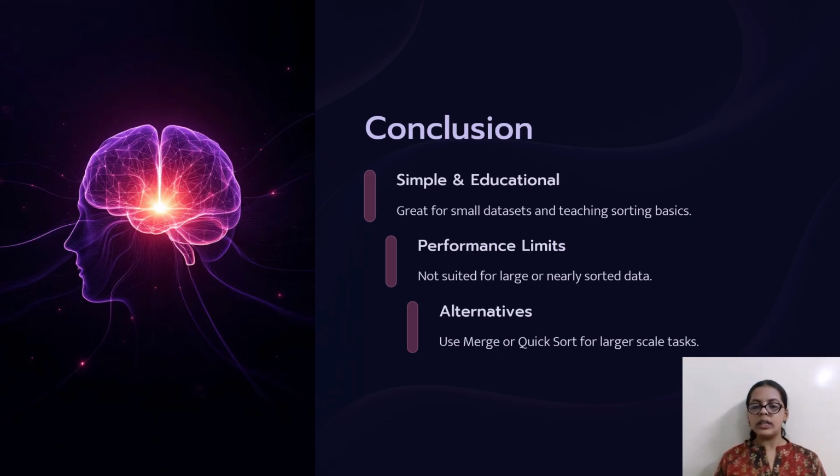Hence, we conclude that selection sort is simple and educational. It is great for small data sets and teaching sorting basics. Performance limit: not suited for large or nearly sorted data. Alternatives: we can use merge sort or quick sort for large scale tasks.